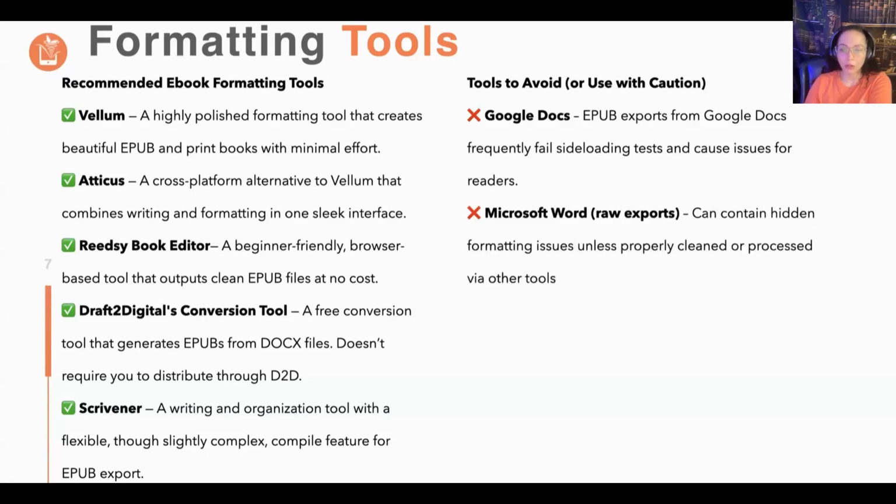And then Microsoft Word raw exports, that's a no too. Microsoft Word is not designed for exporting EPUBs for uploading to BookFunnel and really to any other platform. Don't do it. Microsoft Word documents can contain hidden formatting issues that, unless they're properly cleaned or processed by your other tools, will create an issue. Most often when authors come to us with issues with their EPUBs that are processed through other tools, it is because their Microsoft Word document was not properly formatted. Usually it's a table of contents. So just don't do it, y'all.